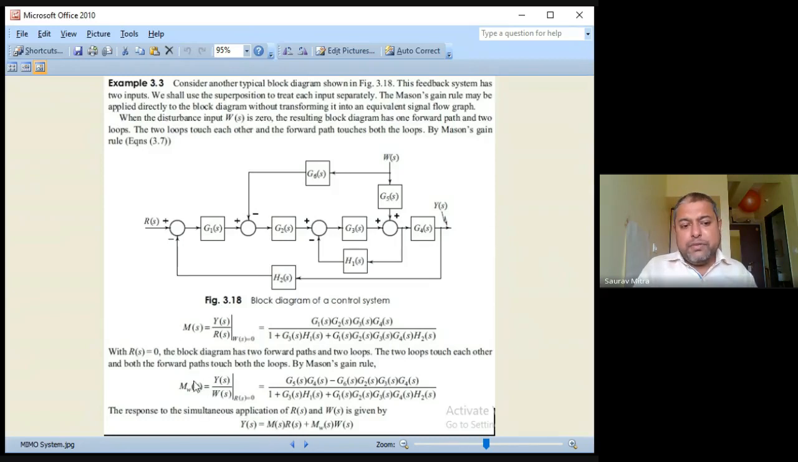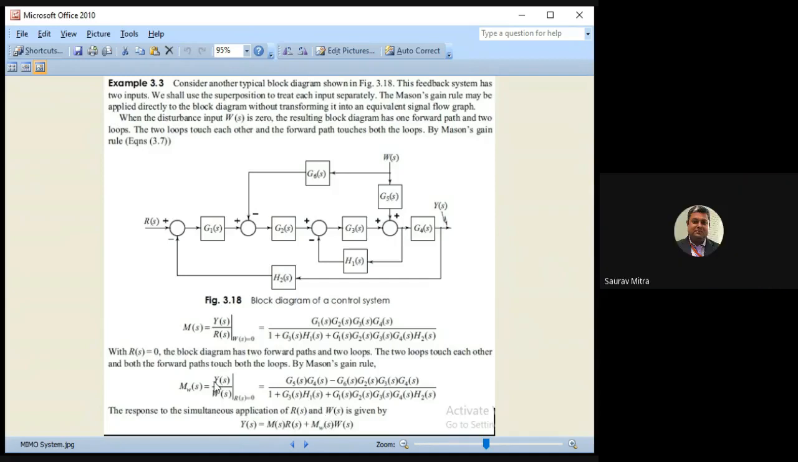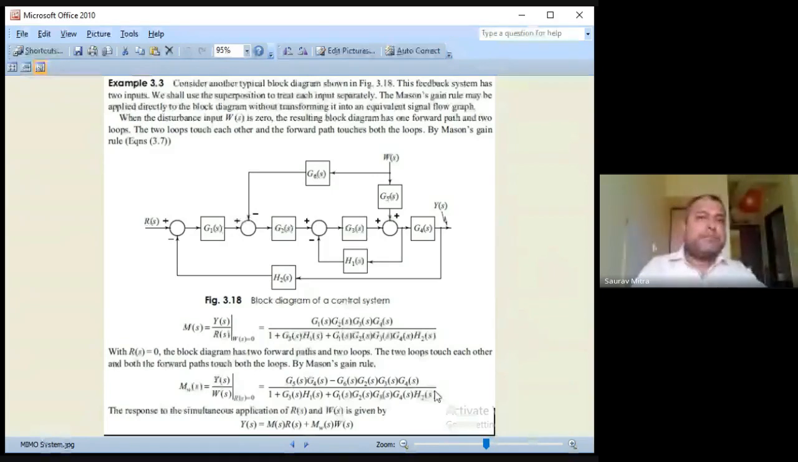And for the second case, YS will be equal to MWS into WS. That means for this WS you take the whole thing multiplied by WS as YS when the source WS is in action, and YS will be equal to RS into this whole transfer function when the source RS is in action. If you add them, it becomes Y is equal to MS RS plus MWS into WS. This is a numerical you have to solve by two methods and find YS.